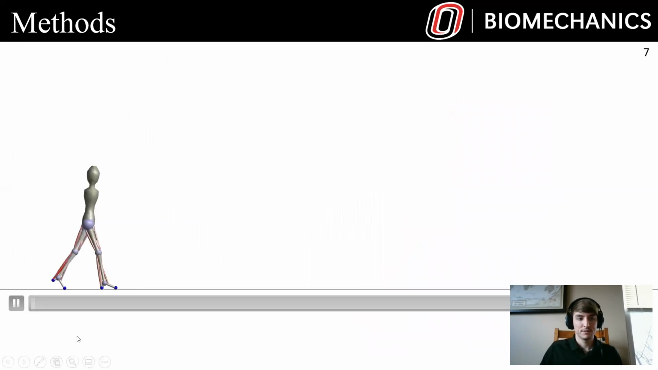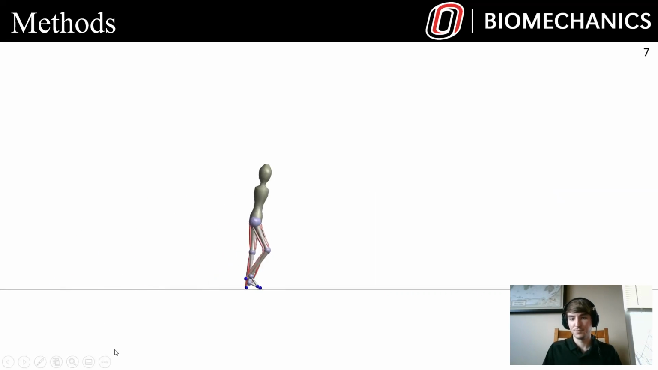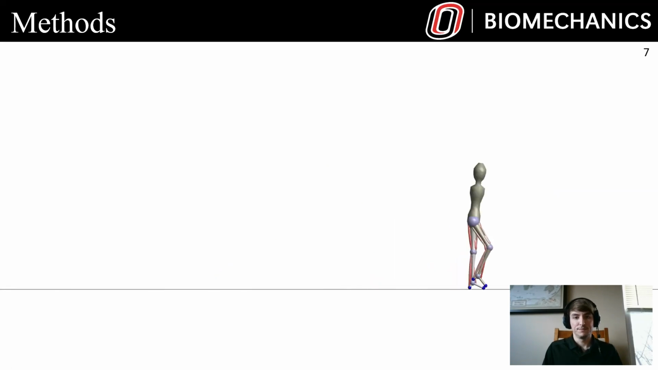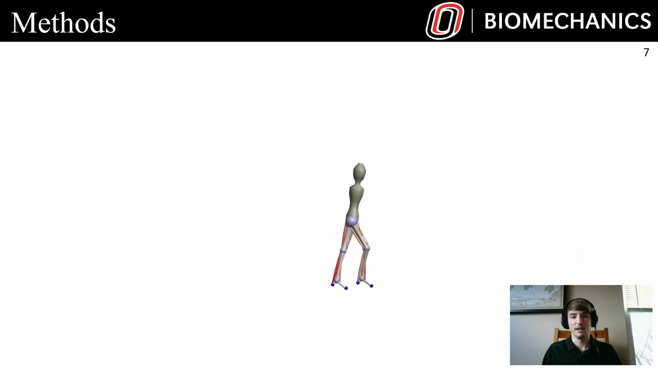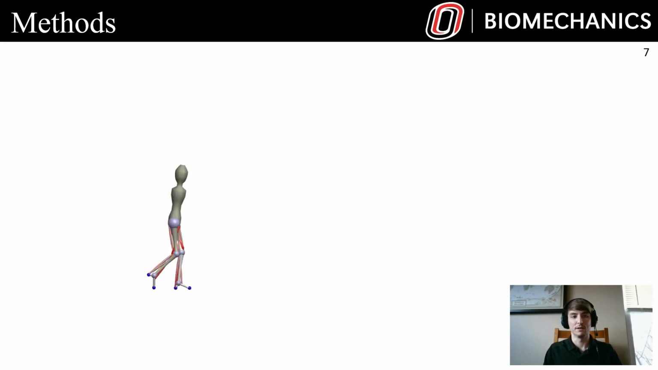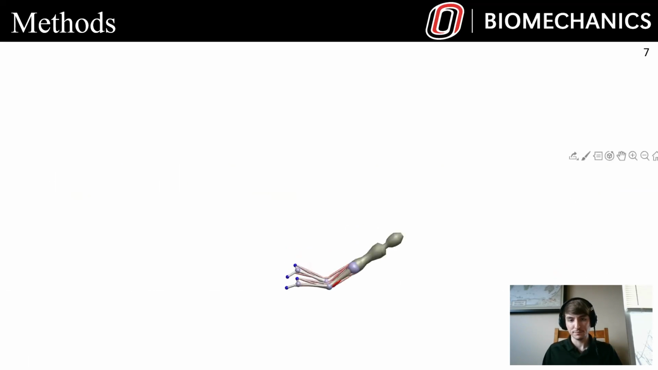And so an initial parameter selection might look like this. You see him stumbling. He's not necessarily able to walk at an even pace, maintain a certain walking velocity, and ultimately falls down.